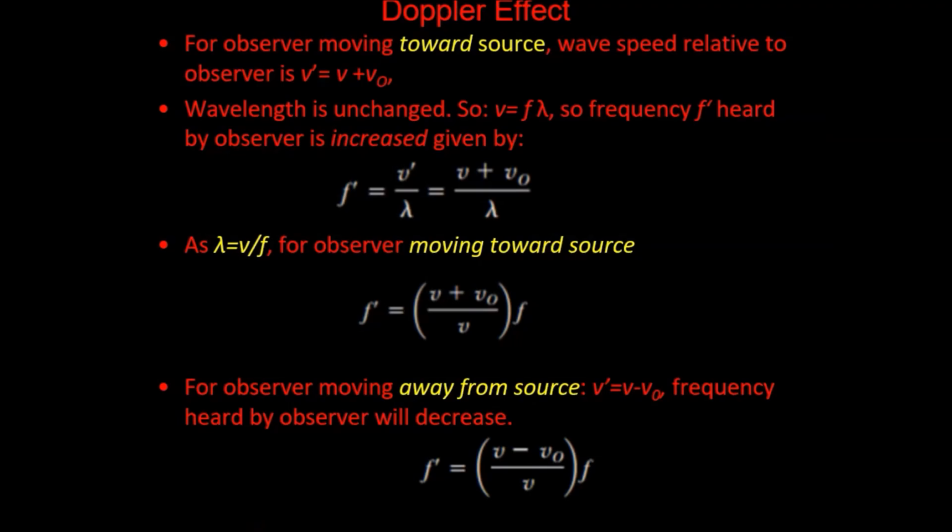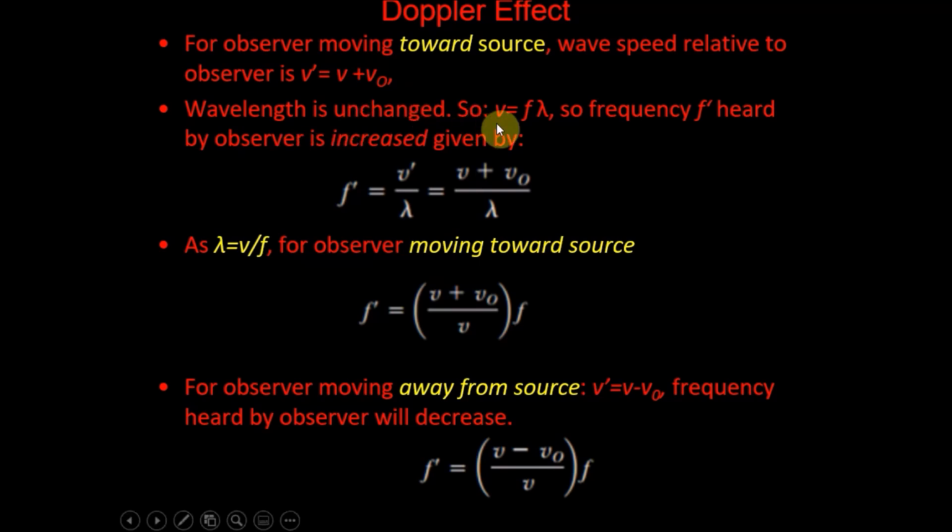So, there are a couple of cases you have to take into account, and that is which direction is the observer actually moving? Is the observer moving towards or away from the source? Or indeed, is the source moving relative to the observer? For an observer moving towards the source, you'll have a wave speed relative to the observer of v prime is equal to v plus vo, here being the velocity of the observer, here being the velocity of the object emitting the sound.